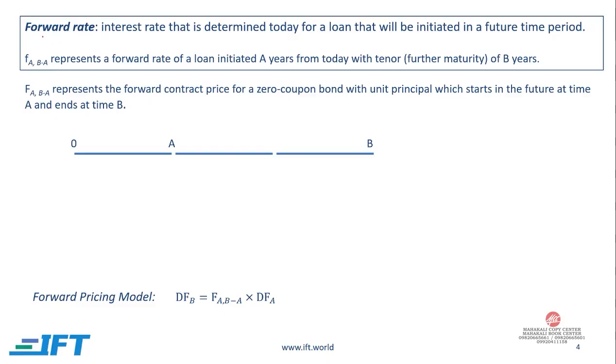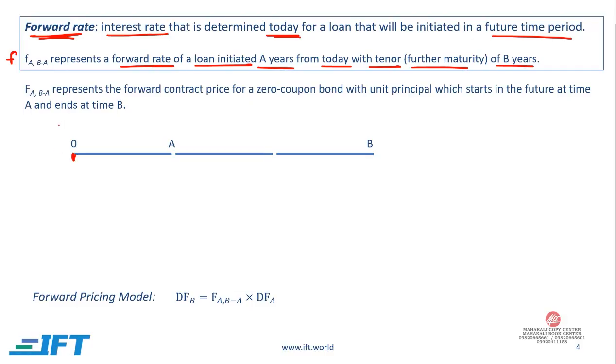From spot rates, we move to forward rates. A forward rate is an interest rate that is determined today for a loan that will be initiated in a future time period. So if f(A, B minus A) represents a forward rate of a loan initiated A years from today with a tenor of further maturity of B years. So notice our terminology. When we use the term small f, this represents a rate. And I'll give you a simple example here.